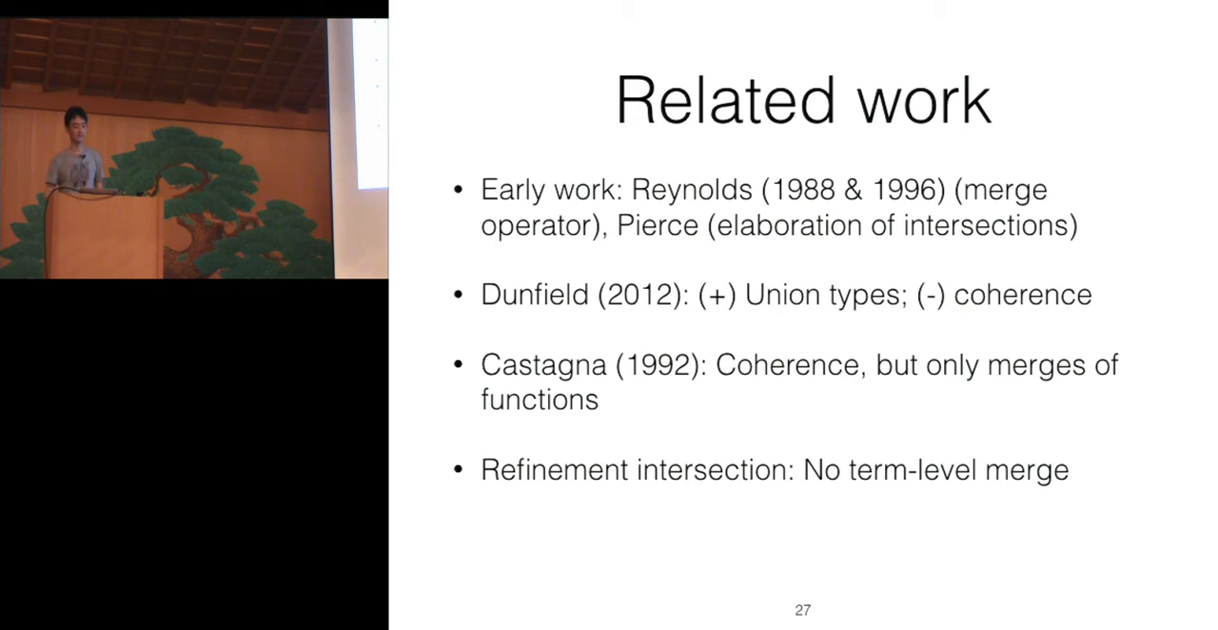Castagna also has coherence. His calculus in 1992 also has coherence, but it's a more restrictive version than ours, because here we are considering a calculus that allows unrestricted merges as long as the semantics is unique. But in Castagna's work, he allows only merges of functions. So our work can be thought of as an extension of Castagna's work. And also, there are many languages nowadays that support refinement intersections, but not many of them have term-level merges, so they do not have the problem of coherence. You can see actually the problem of coherence comes from the term-level merge.